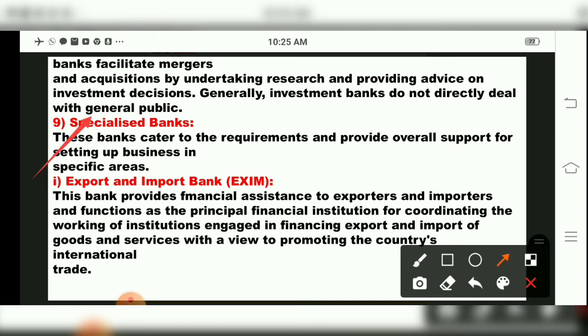Very important, the EXIM bank, that is the export and import bank. It provides finance for what? To have expansion of international trade. And why is it necessary, children? So that economic development will be there for that particular country. The more export and import business we do, our financial currency will improve. So this bank, export and import, children, will provide financial assistance. It will work as a financial institution for coordinating the working of institutions engaged in financing export and import of goods and services with a view to promote the country's trade.